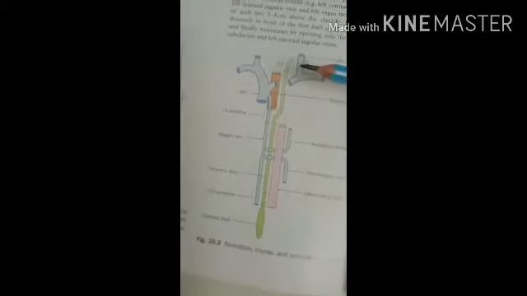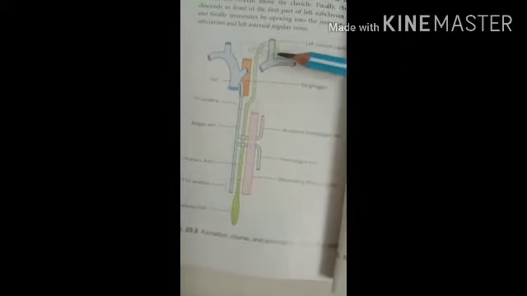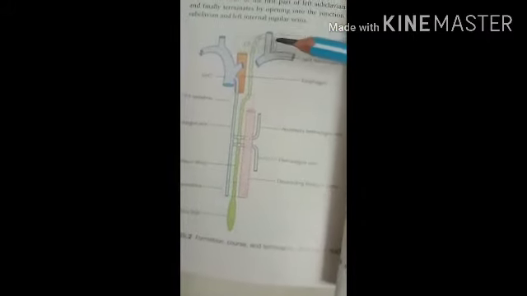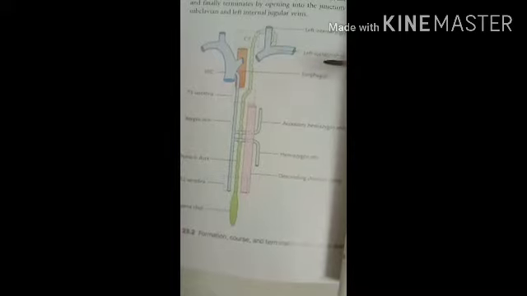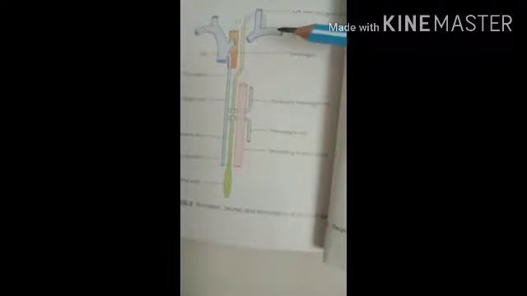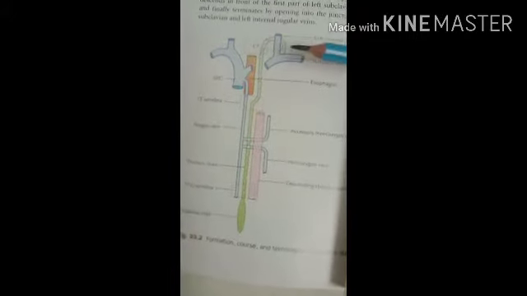Then it reaches the neck, and in the neck it arches laterally. Here you can see that it arches laterally at the level of the transverse process of the C7 vertebra. Finally it descends in front of the first part of the left subclavian vein. Here you can see the left subclavian vein, and it ends by opening into the angle of the junction between the left subclavian vein and the left internal jugular vein.